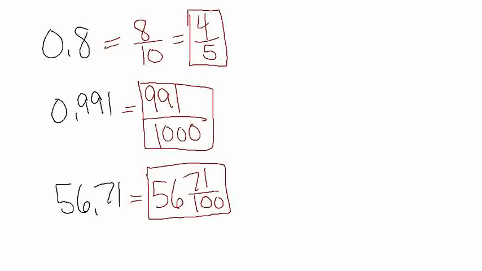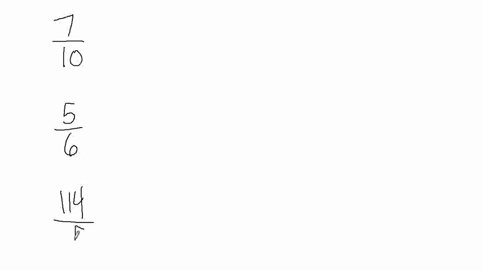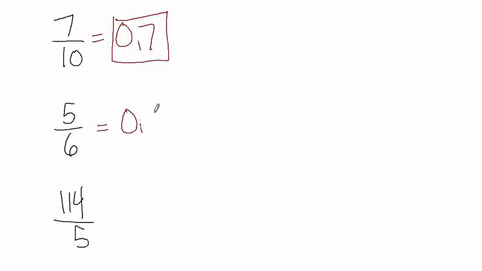Now, let's have you convert some fractions to decimals. Would you please convert the following fractions? 7 over 10, 5 over 6, and 114 over 5. Go ahead and pause the video again and try to do those if you like. All right, so 7 over 10, that's 0.7. Okay, and you can get that from long division. From long division, you can also see that 5 over 6 is equal to 0.83 with a bar over the 3.